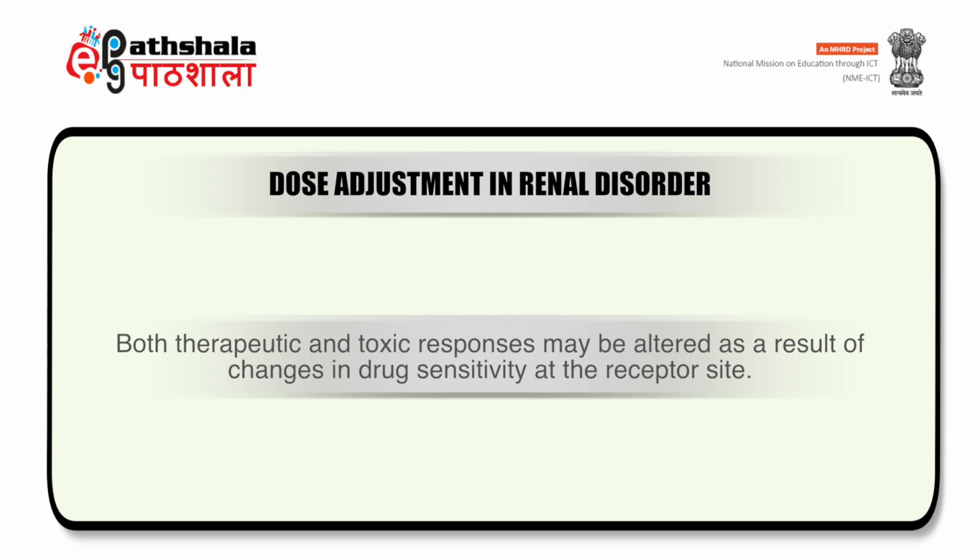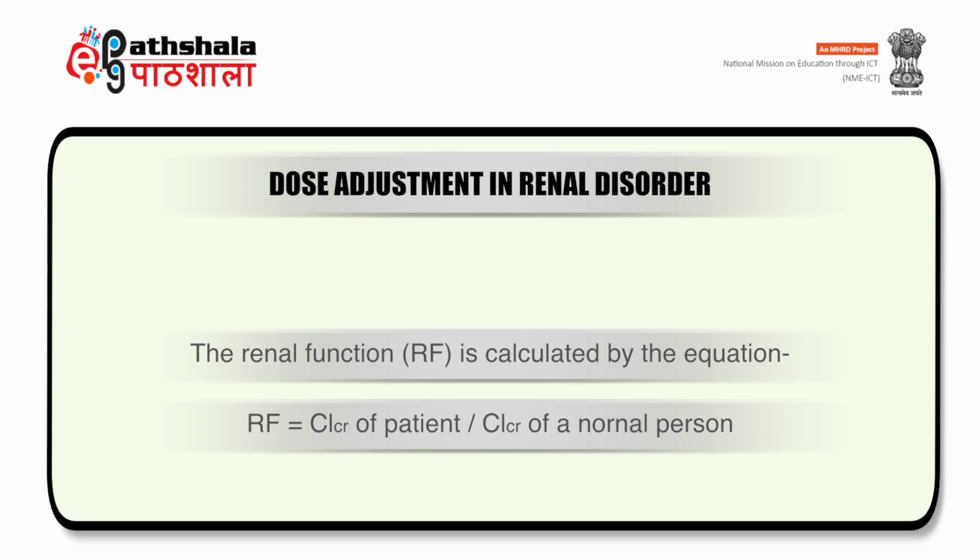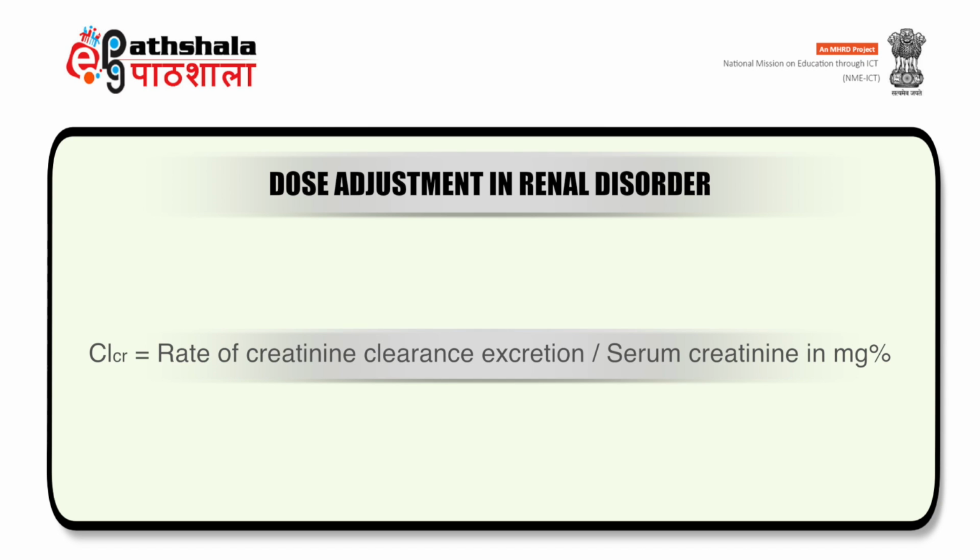Now the next topic is dose adjustment in renal disorder. Both the therapeutic and toxic responses may be altered as a result of changes in drug sensitivity at the receptor site. The renal function is calculated by the equation in which renal function is equal to creatinine clearance of a patient divided by creatinine clearance of a normal person. Creatinine clearance is equal to the rate of creatinine excretion divided by serum creatinine in mg%. So this was the equation which is used to calculate creatinine clearance.